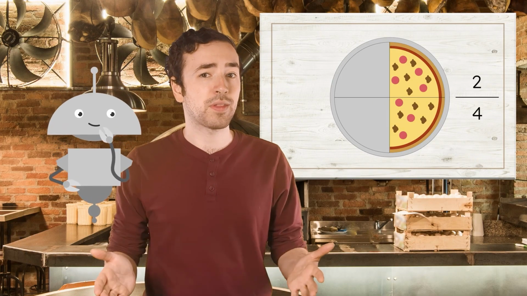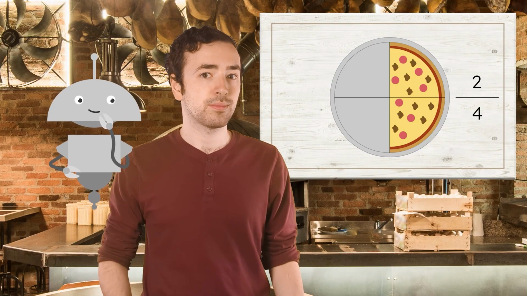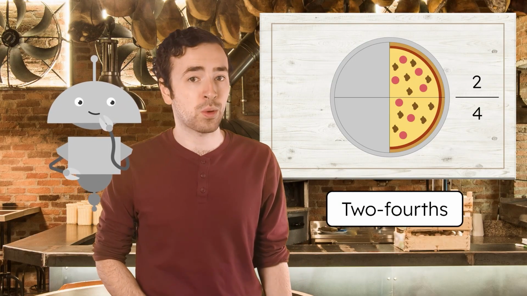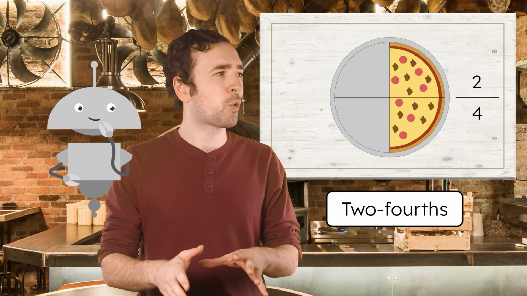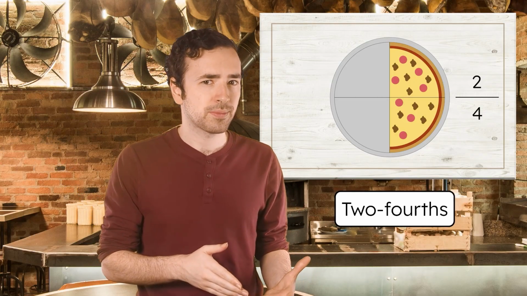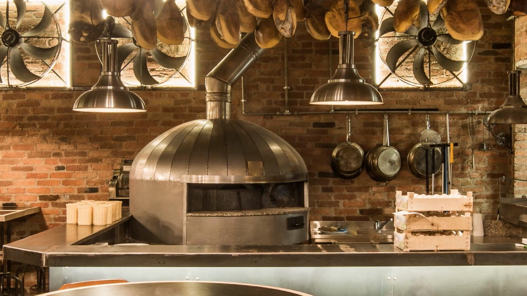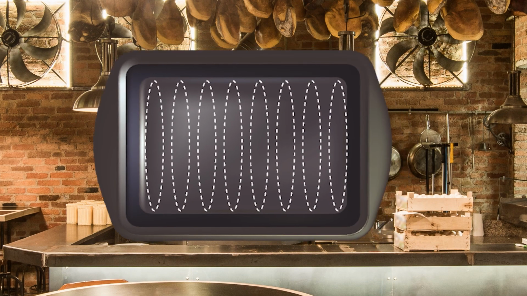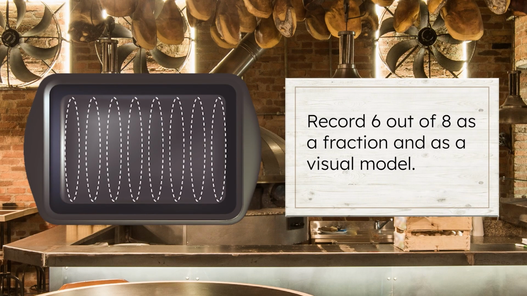As a fraction, the amount of pizza we want to order is 2/4. How can that be shown in words? Just as it sounds, we write two-fourths. Notice how the word form includes a hyphen in between the numerator and denominator. We'll also order 6 yummy breadsticks, but they're baked with 8 in each pan. Pause the video here to record 6 out of 8 as a fraction and as a visual model.